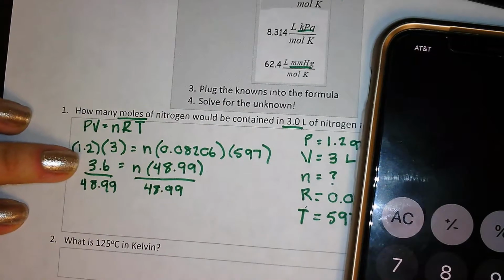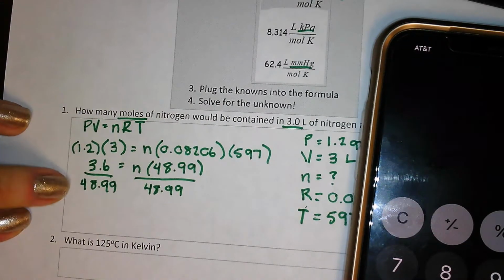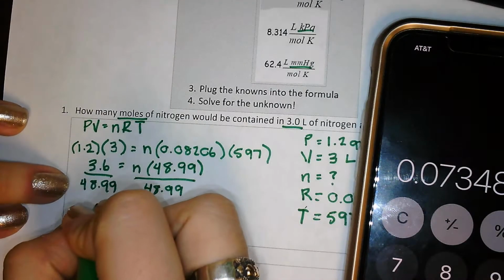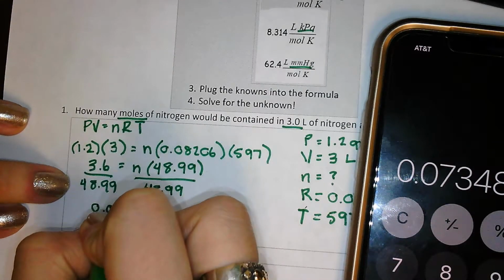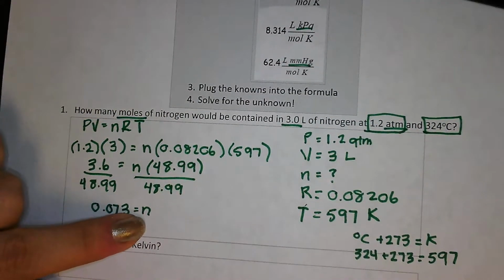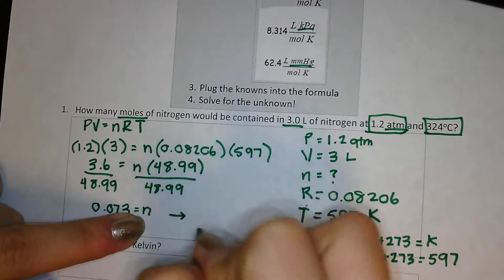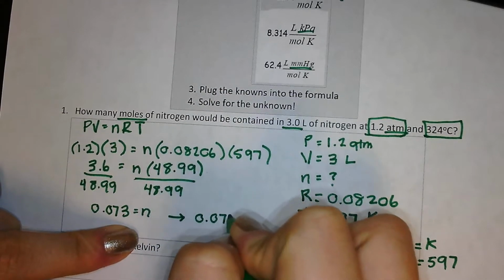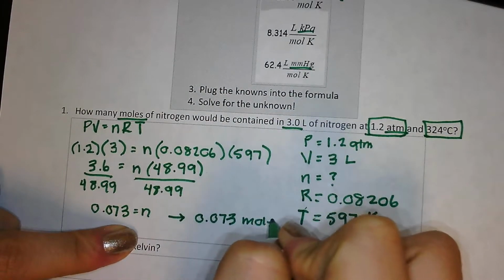Then I need to solve for N, so I need to divide both sides by 48.99. 3.6 divided by 48.99 is approximately 0.073 is equal to N. Again, N is the number of moles, so your final answer should be 0.073 moles.